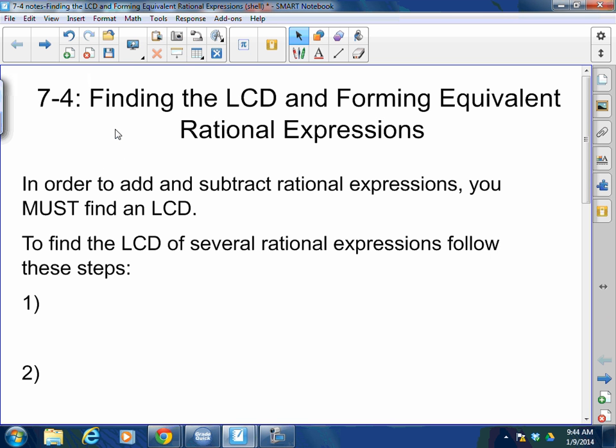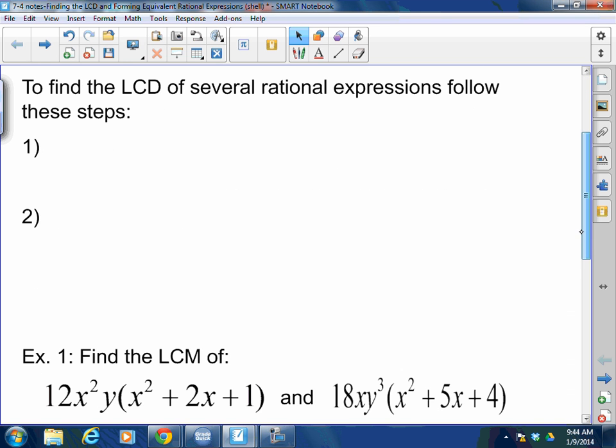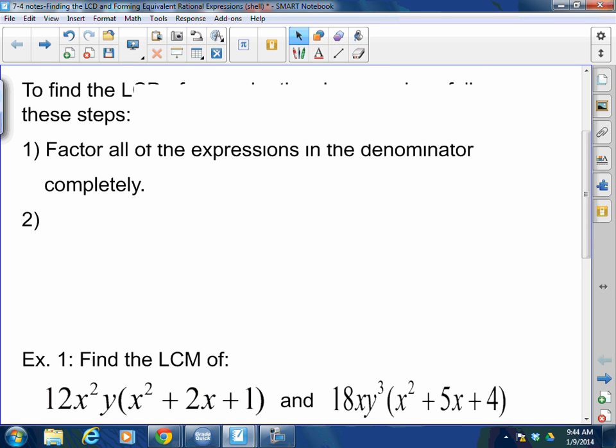In order to add and subtract rational expressions, you must find an LCD. We just found that out in the previous lesson. You have to have a common denominator. To find the LCD of several rational expressions, follow these steps. This is gold here, guys, gold. Factor all of the expressions in the denominator completely.